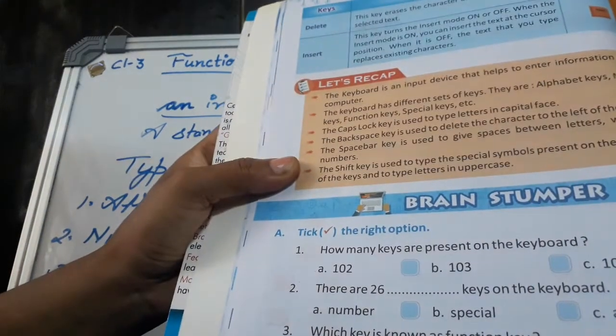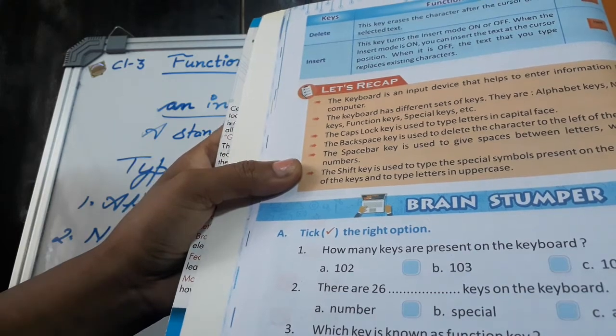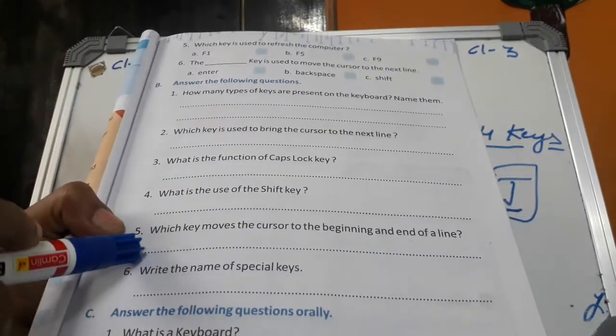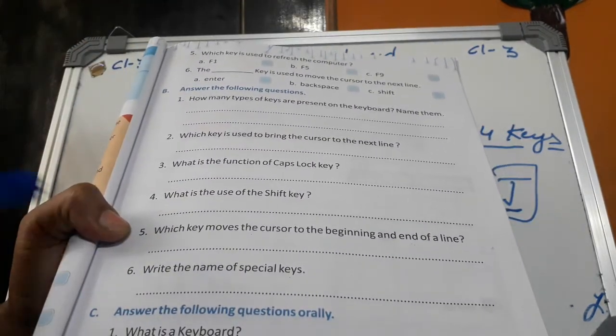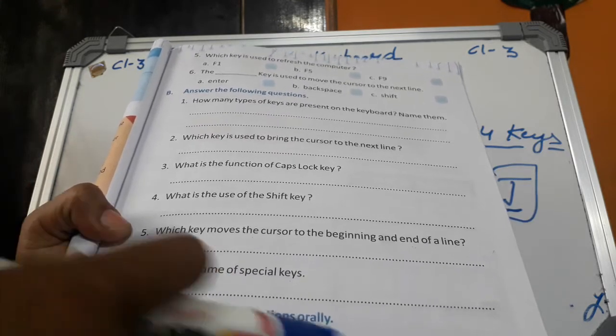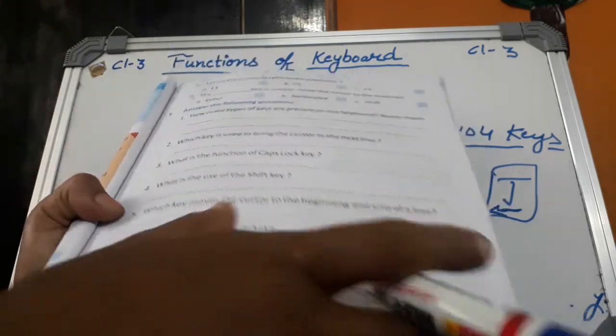Now here are some tick mark questions. You have to do these tick mark questions in your book. We will send you a worksheet, and the question answers you have to do in your notebook. And here are some oral questions. You have to do these questions also in your notebook. Draw the picture of a keyboard in your notebook also.